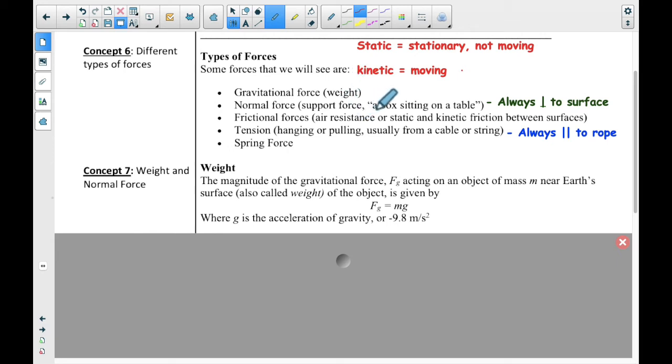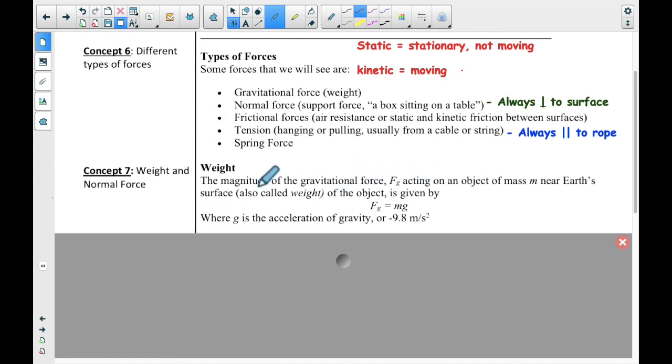Gravitational force, or as they're called, weight. Normal force, which is like a supporting force, and that force is always perpendicular to the surface. We have frictional forces. They can be air resistance or static friction or kinetic friction. And we'll actually have a separate video on frictional forces. And then we have tension, which is when something is hanging down or pulling it, usually from a cable or a string. In that case, the force is always acting parallel to the rope or cable or string. And then we also have spring forces that we'll talk about.